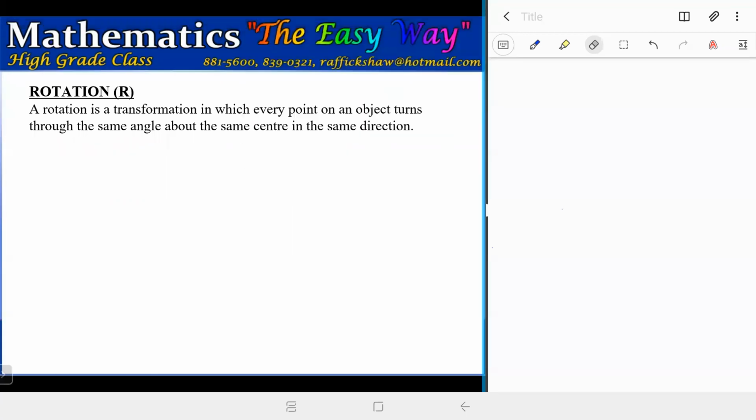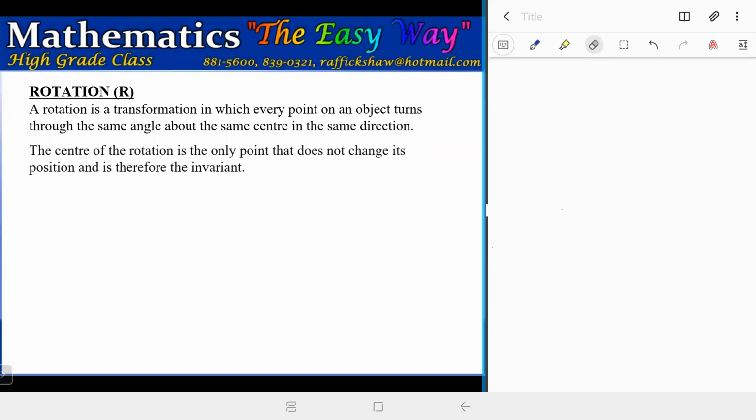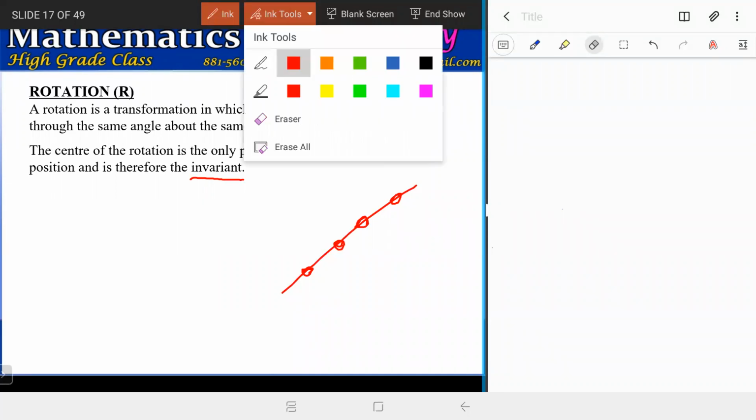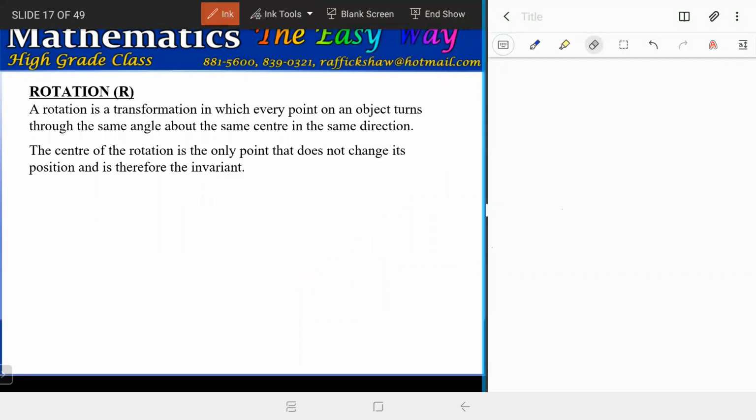All right. So the center of rotation is the only point that does not change its position and is therefore called an invariant point. So we need to get familiar with that word, invariant. An invariant point of a transformation is a point that does not change, does not move under that transformation. So points on a mirror line, if you do a reflection, are invariant points because they stay where they are under the reflection in that mirror line. So for rotation, the center of the rotation becomes invariant.